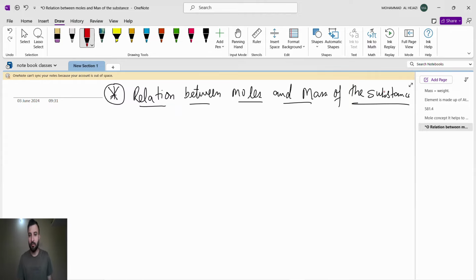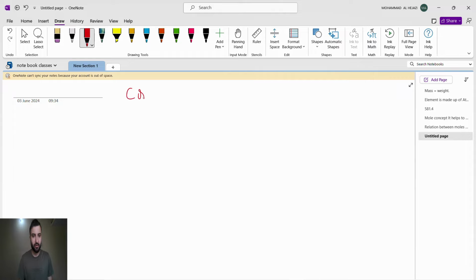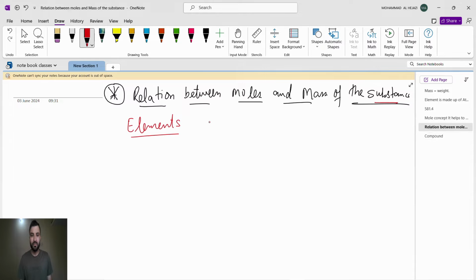Now see here, mass of substance. In substance we have 2 things, right? What? Elements and compounds. Substance means we will talk about the pure substance. So in substance we have 2 things. What? Elements and compounds. Right? So what we have to find? We have to find the mass.